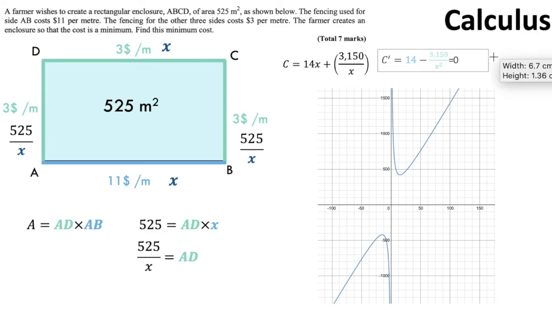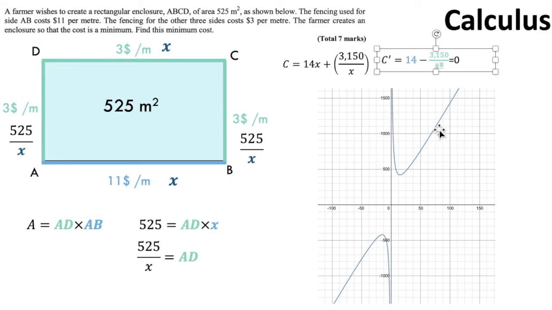Why 0? This is because, look, right here at the minimum, the derivative would be flat, so the slope of the derivative would be 0. And so that's how you would be able to find the correct x value of this side, which would give you the minimum price.